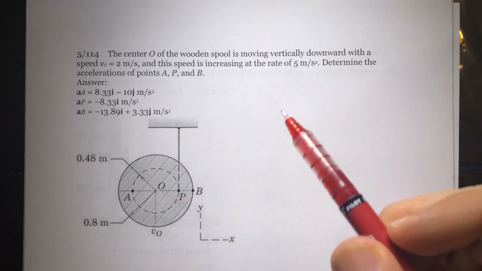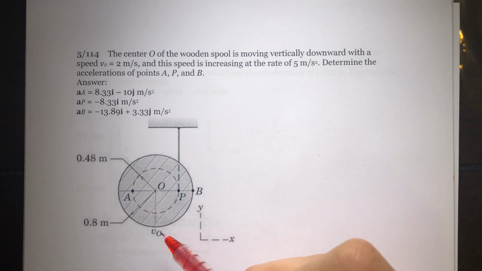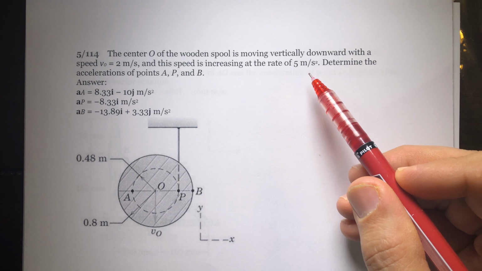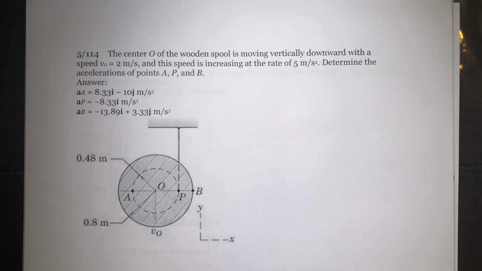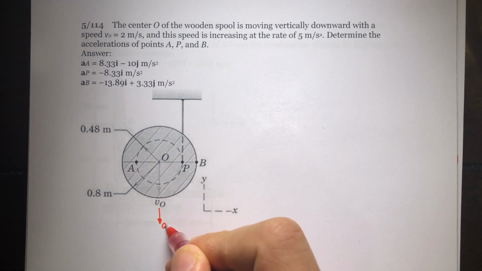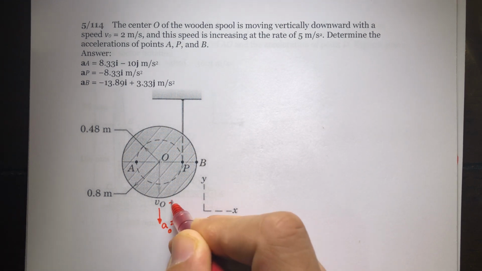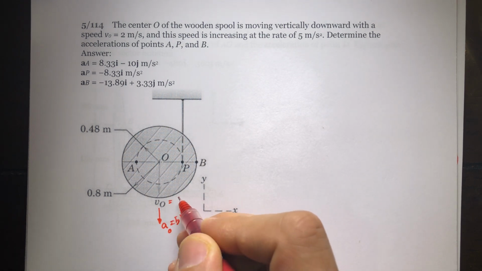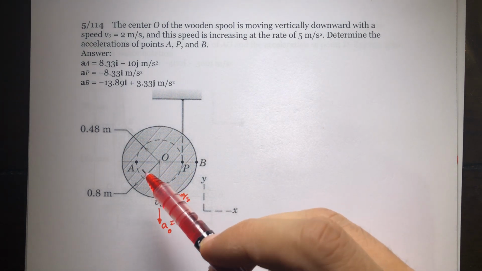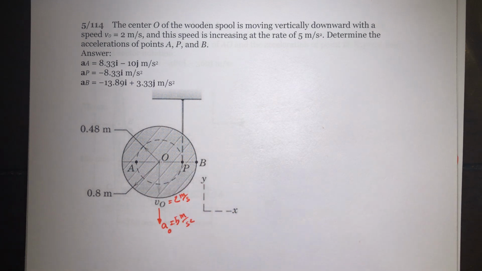At this moment, it is saying the velocity of the center of the spool is v naught, which is 2 meters per second. And also, it says the acceleration of it is 5 meters per second square. So the center of the disk has acceleration equal to 5 meters per second square, and the velocity of it is 2 meters per second. And it is asking what is the acceleration of point A, point P, and also point B.